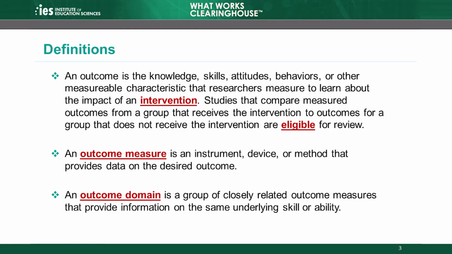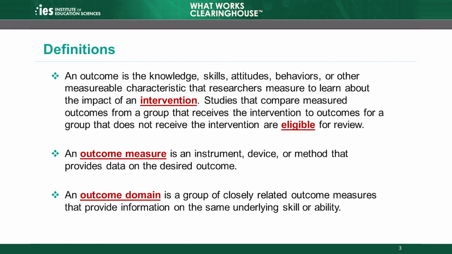Let's begin by defining what the WWC means by an outcome. An outcome is the knowledge, skills, attitudes, behaviors, or other measurable characteristics that researchers measure to learn about the impact of an intervention. Eligible group design studies estimate the effectiveness of an intervention by comparing measured outcomes from a group that receives the intervention to outcomes for a group that does not receive the intervention.